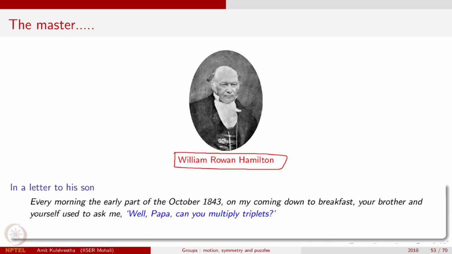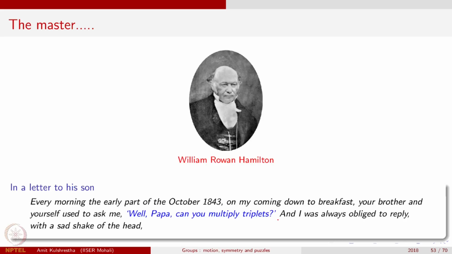Hamilton wrote, after his discovery of quaternions: every morning in October 1843, my son used to come to me, along with his brother, and during breakfast he used to ask, "Papa, can you multiply triplets?" Triplets refers to multiplication in R3. And I was always obliged to reply with a sad shake of the head: "No, I can only add and subtract them." This is about some multiplication in R3 which resembles complex multiplication.